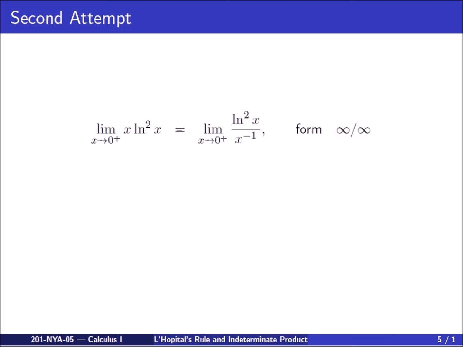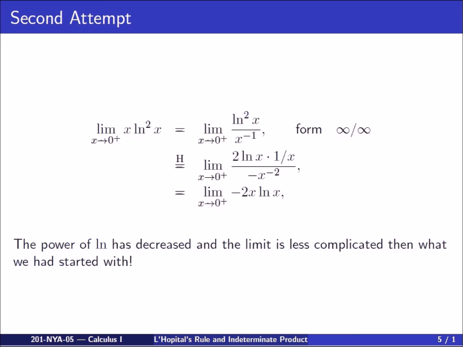So we get the form infinity over infinity now. So we apply L'Hopital's rule again: differentiate the numerator, differentiate the denominator. I get, once again, a complex fraction and negative power. So I rearrange everything so that I can see if I've made progress.